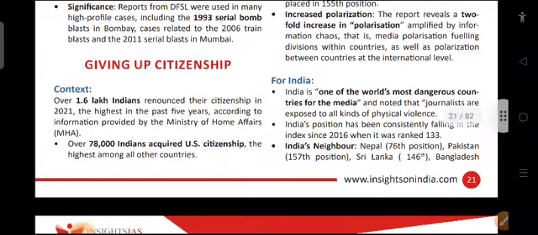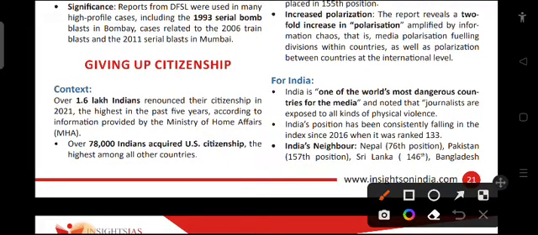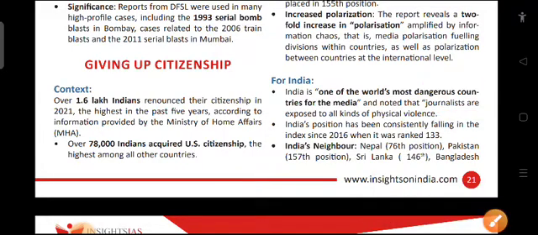And India is one of the world's most dangerous countries for the media, and it was noted that journalists are exposed to all kinds of physical violence. If someone is targeting or bringing out the truth, sensitive information, then the journalist also has life-threatening problems.